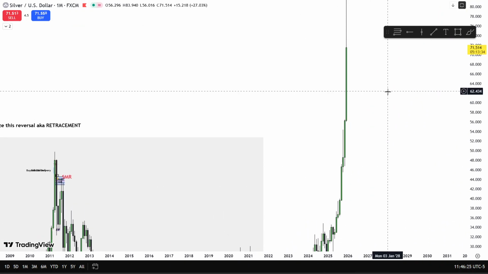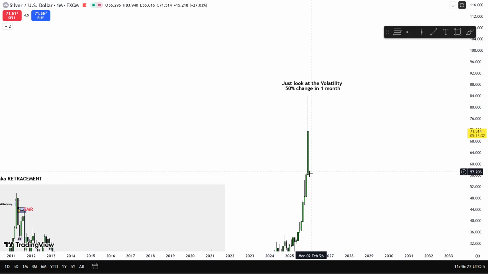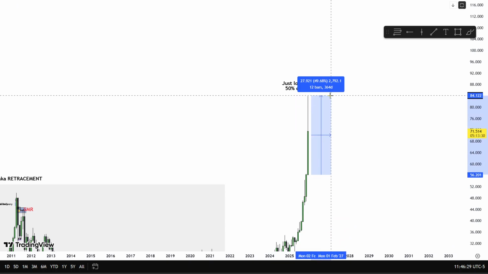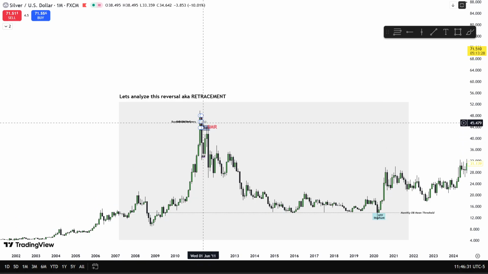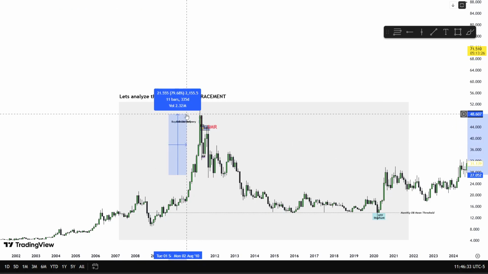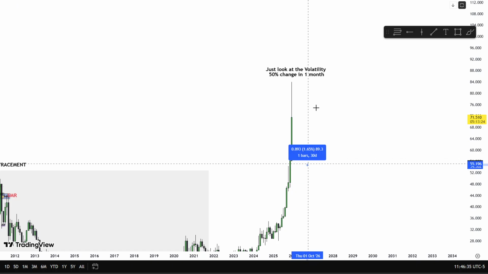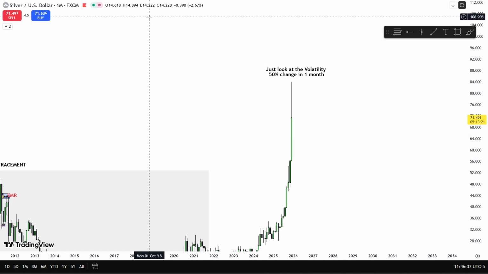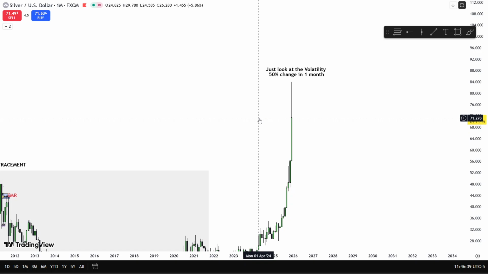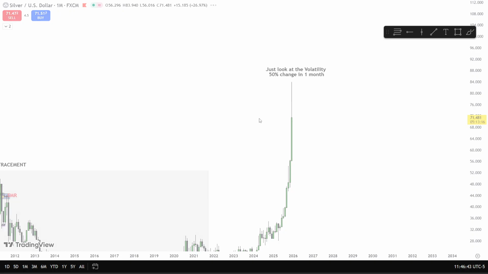All right, and then further. So this one month was about 50%. Same like here, these 3 candles were 50%. Right here, this is 50%. So we should expect some sort of retracement. Let's go to the weekly time frame.